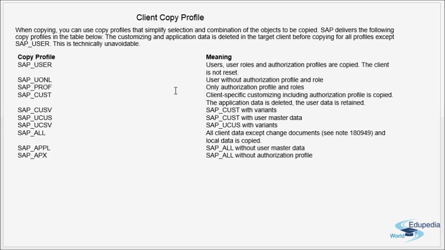Now SAP_CUSV, SAP_CUST with variants. SAP_UCUS, SAP_CUST with user master records. SAP_UCSV, SAP_UCUS with variants. SAP_ALL, all client data except change documents. You can refer to this SAP note also.